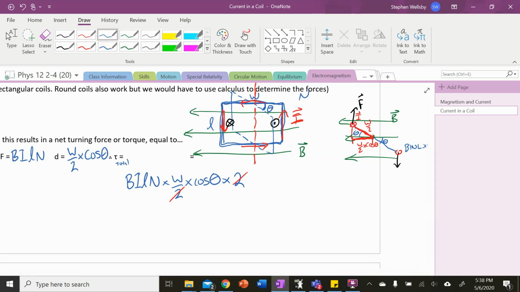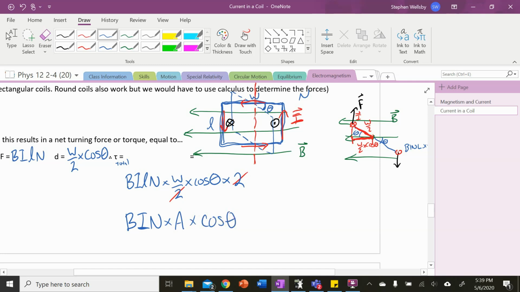One way we can simplify this one step more is to think about what L times W is. If this is W going across here and this is L, what would the product of those two things be? What would be the product of the length times the width of a square? Well, hopefully we know what that is. I'm going to simplify this a little: B times I times N, multiplied by length times width. Well, what is length times width? Length times width is the area of that square. We're going to multiply that by cos theta.